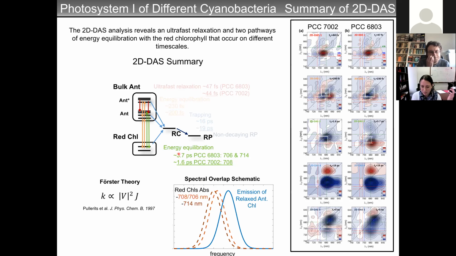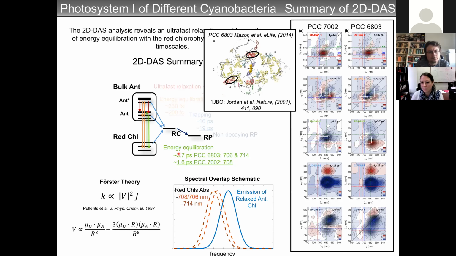However, this is only one part of this expression. There's also the coupling, and the coupling is how the geometry enters this equation. Right? And so if we look at the structure of photosystem 1, here's the structure of photosystem 1 from Tianlin-Gaddis, where the possible red chlorophyll candidates are highlighted in red. And more recent work by the Maser group has suggested that these chlorophylls highlighted with ovals are the red chlorophylls in 6803.